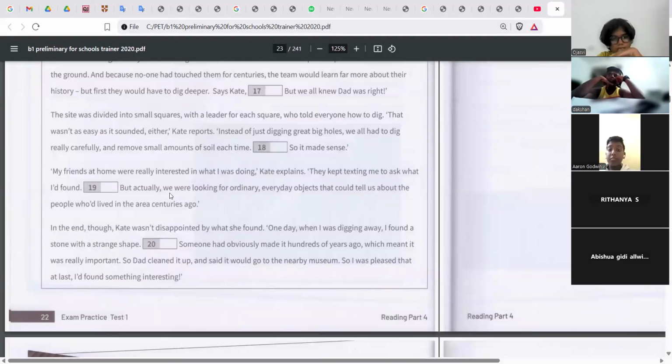But look at that. Actually, we were looking for ordinary everyday objects. So something big is happening in 19, but they say we look for ordinary things. Look at that. Someone had obviously made it, and oh, a huge clue is coming here. Wow. If you really approach it in the right way, this becomes so easy. I really want you guys to look into this.